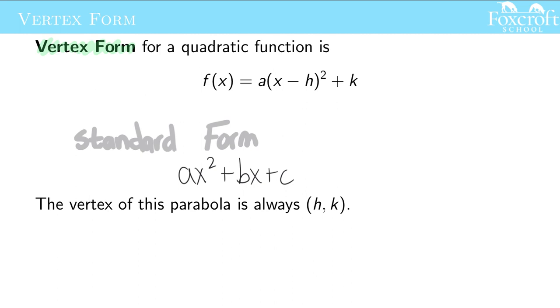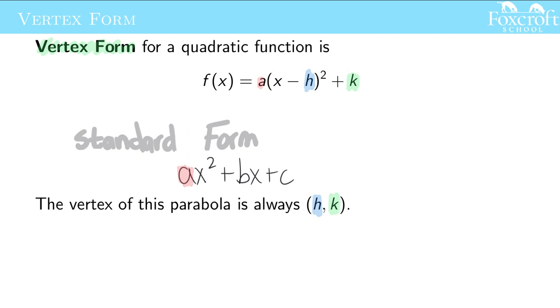So when we look at vertex form, we have an a. It's actually the same a. It'll be the same number from standard form. But instead of a b and a c, we have this h, and we have this k. This h is with the x, in the parentheses, with the perfect square in the middle. Whatever this number h is, that is the x value of the vertex. And whatever this number k is, that is the y value of the vertex.